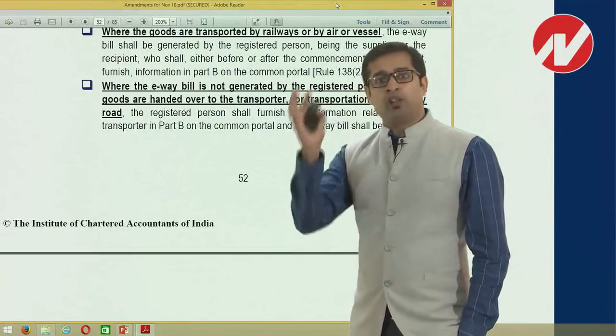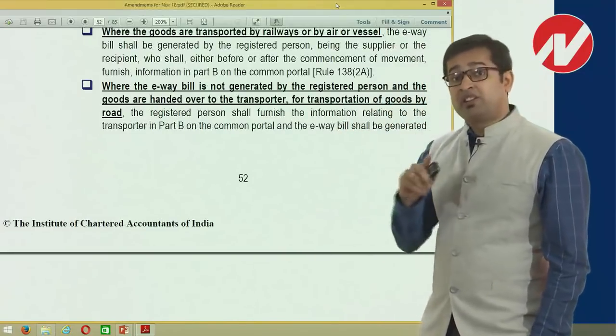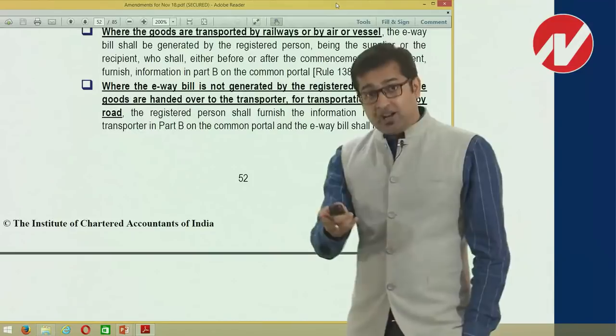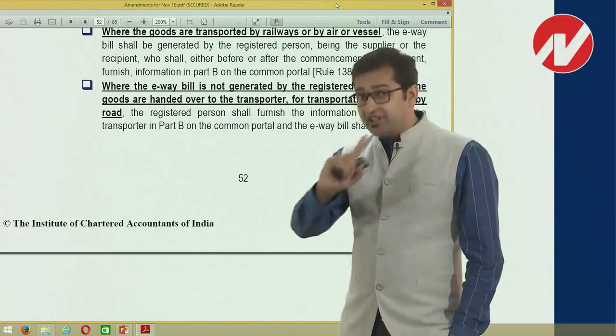So movement commence होने के बाद भी EVA bill generate किया जा सकता है. That is okay. But मैंने जैसे बताया कि जब तक EVA bill generate नहीं होगा ना, movement commence भले हो गया, but movement खत्म नहीं होगा, goods की delivery नहीं मिलेगी.